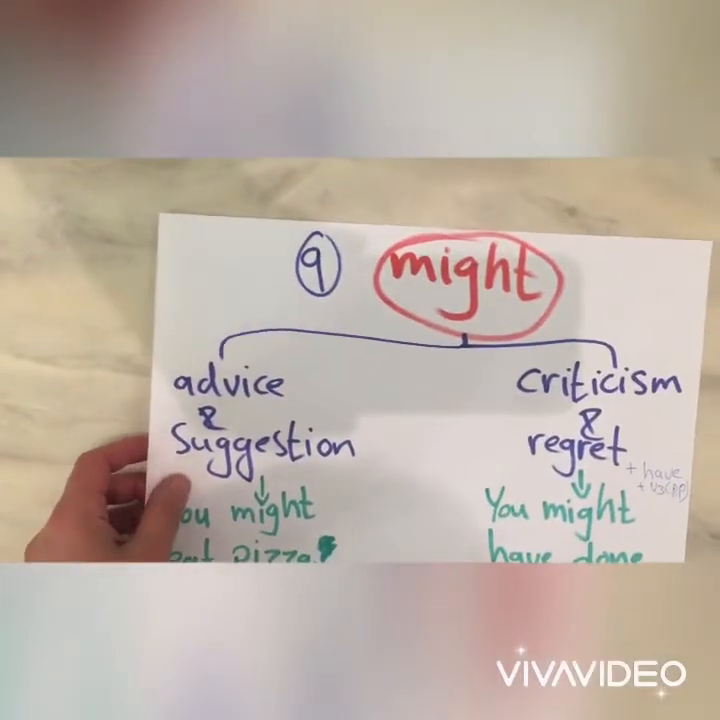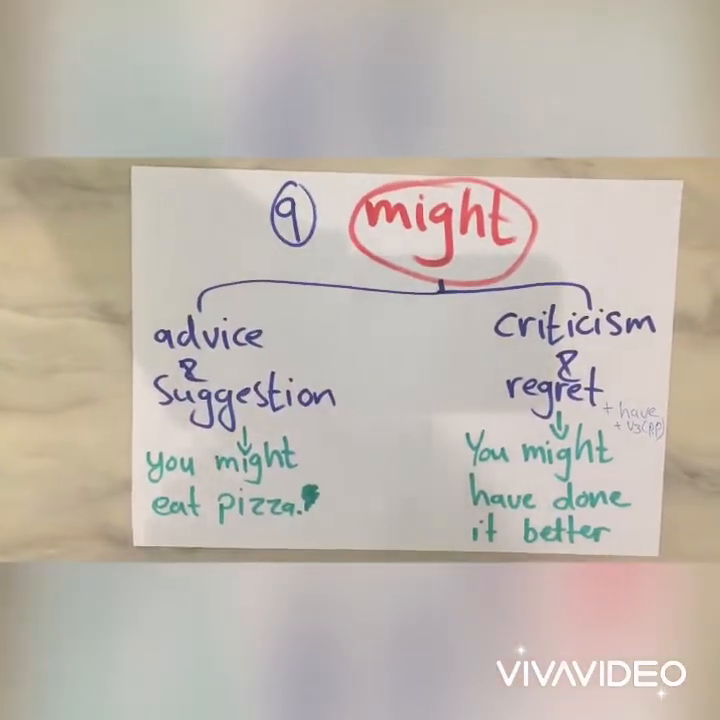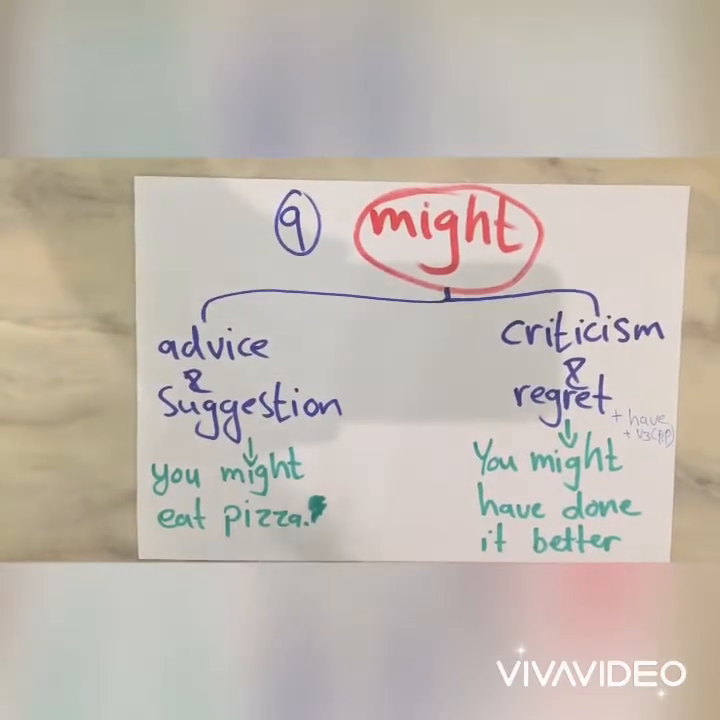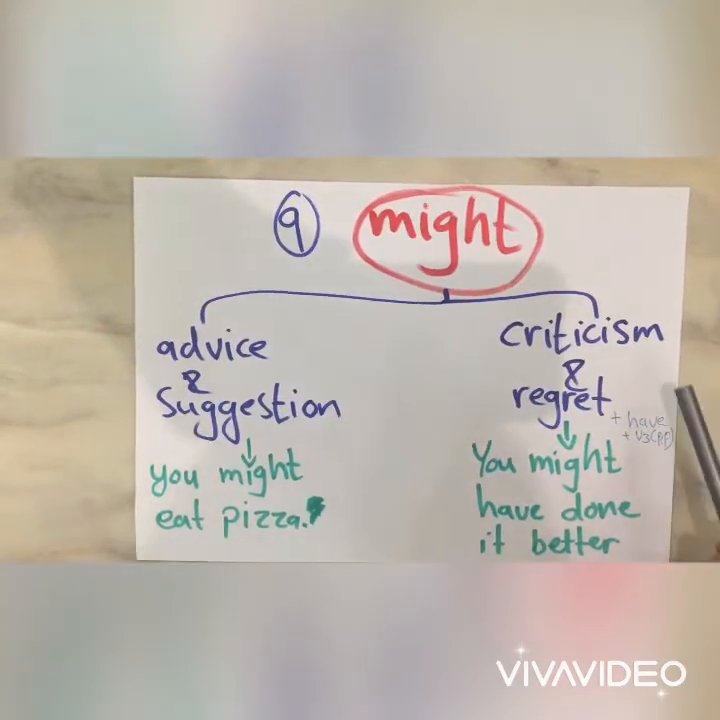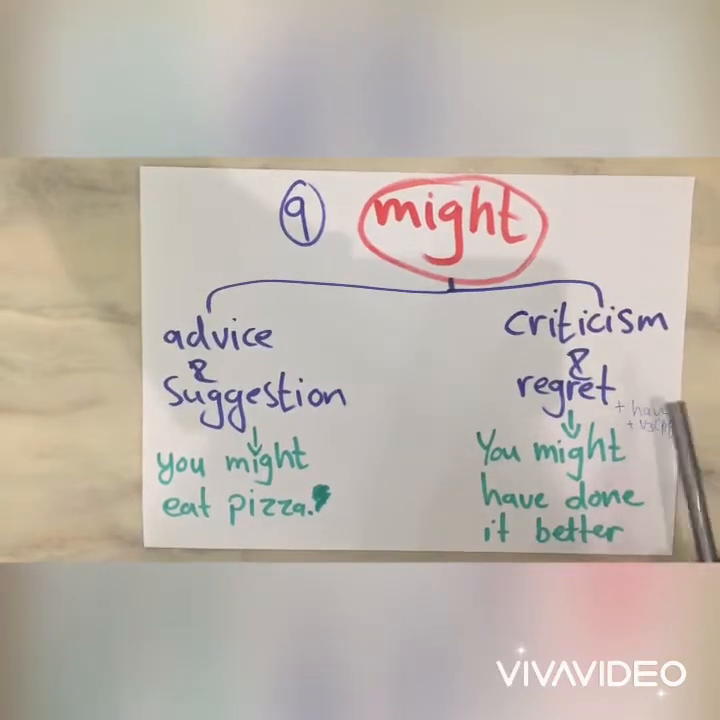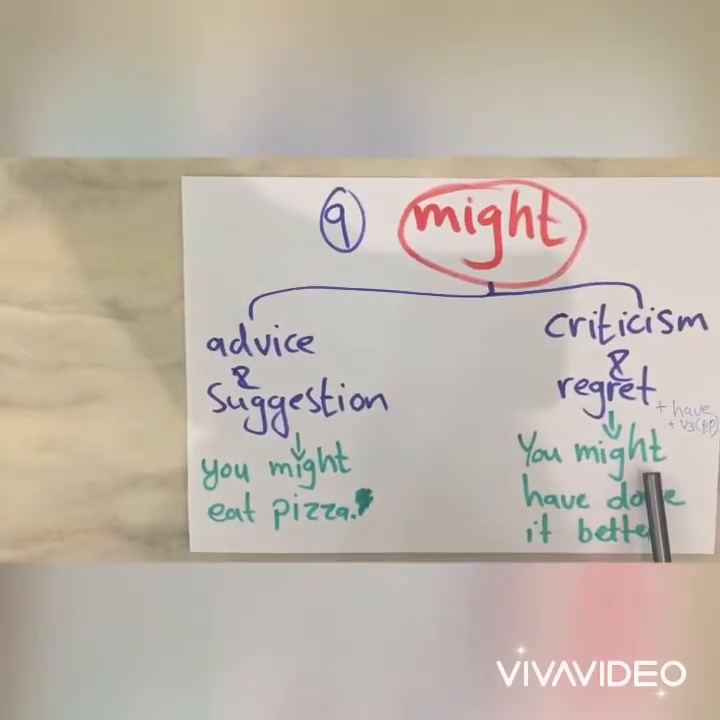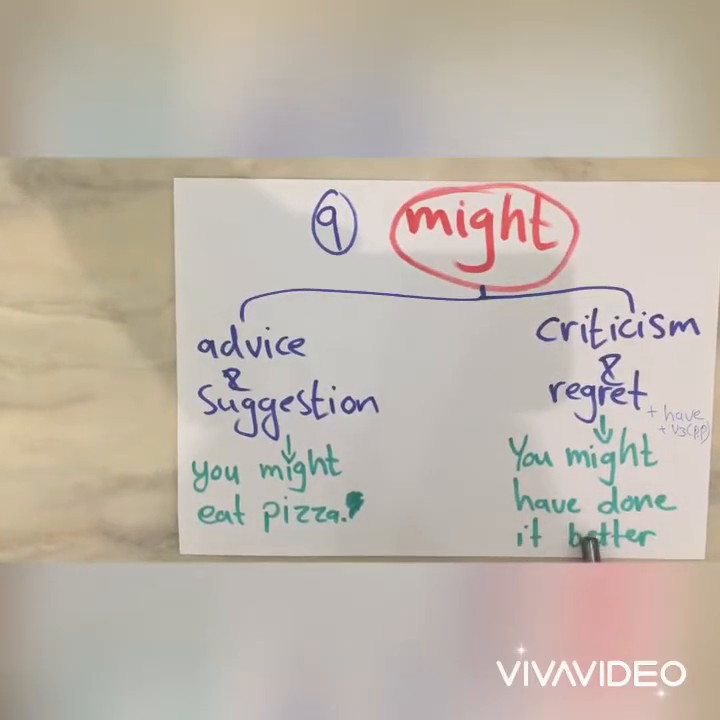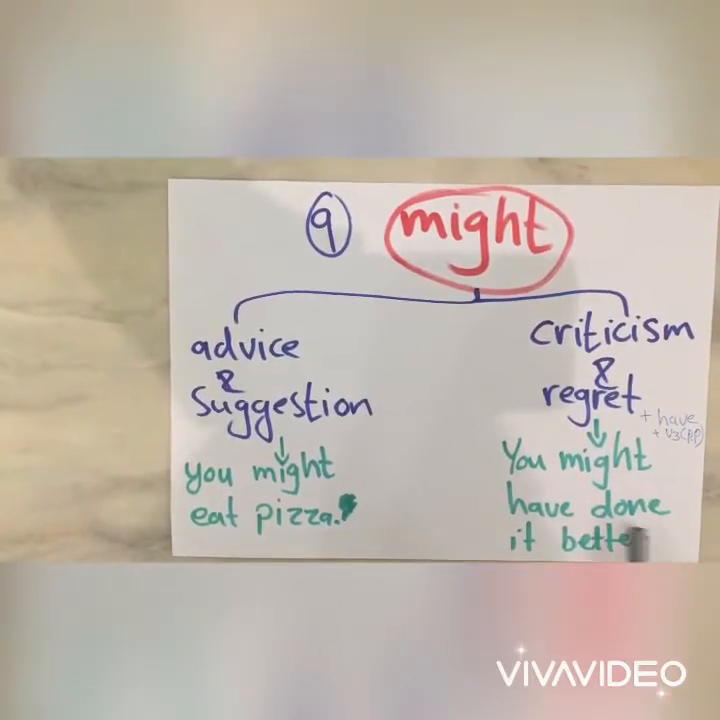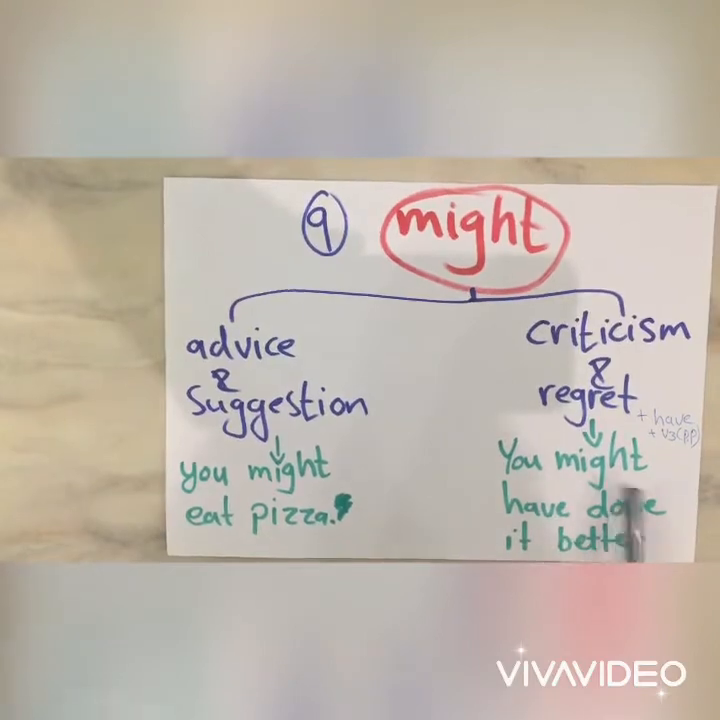Now we have might, again, advice and suggestion. You might eat pizza. Or criticism and regret plus have plus verb 3, again in the past, saying you might have done it better. Means you didn't do it well. You might have done it better.